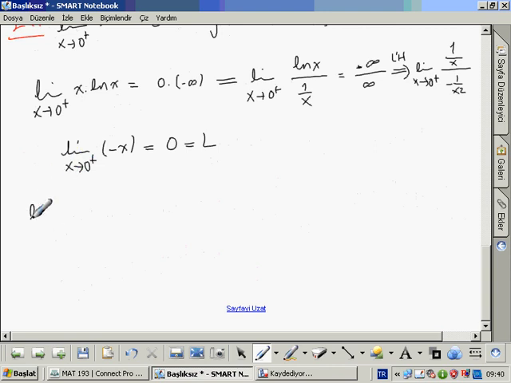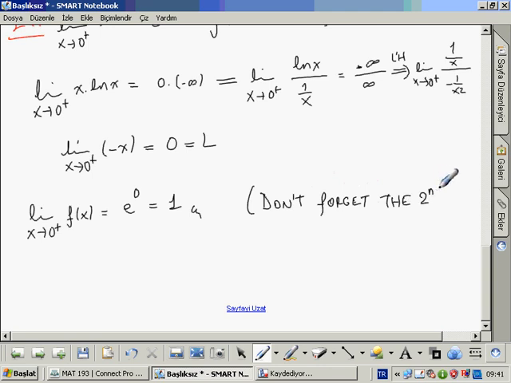And the second step: the limit as x approaches 0 from the right-hand side of f of x is equal to e to the power of 0, which is equal to 1. Don't forget the second step. If you forget this step, you will say this limit is 0. But if you don't use the second step, you can't find the exact result, because the result is not 0, it's 1.